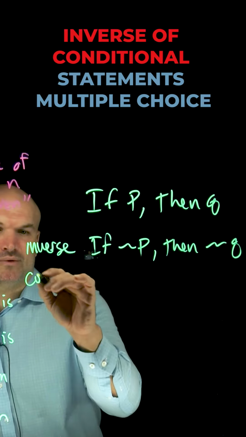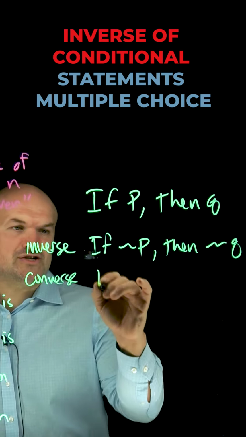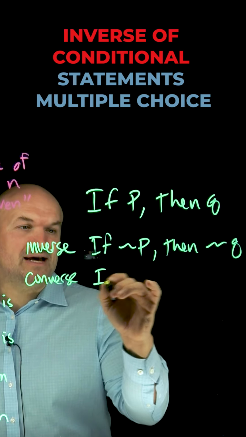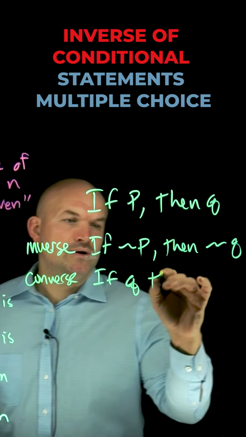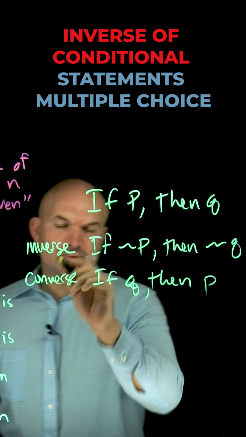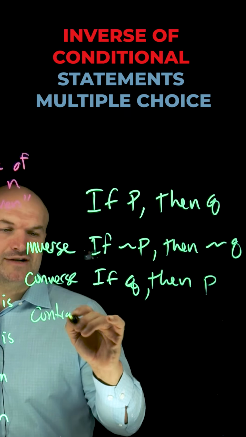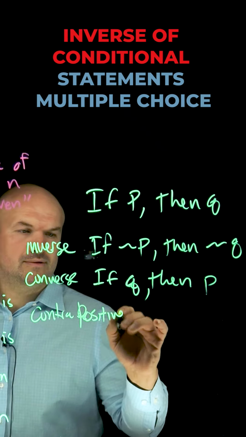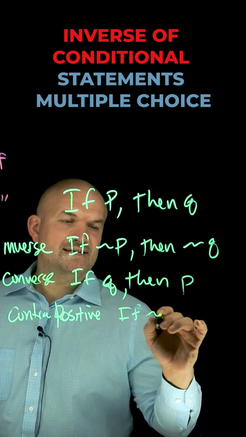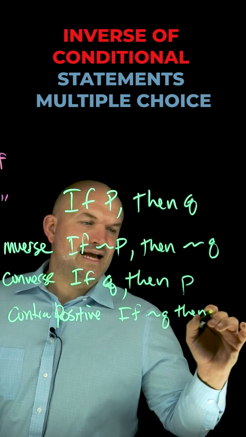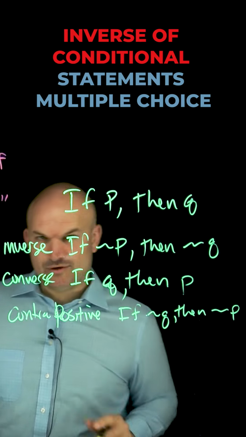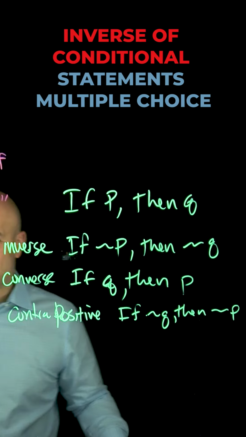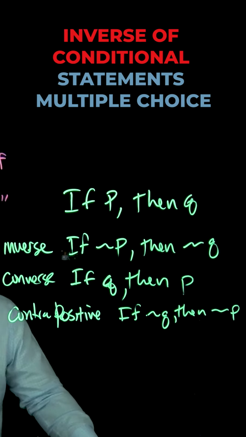If you wanted a quick little review before I answer the question: if you do just swap them, if Q, then P, that is what we call the converse. And the contrapositive is going to be if not Q, then not P. So let's go ahead and read through our choices and see which one is actually going to be the correct answer for the inverse.